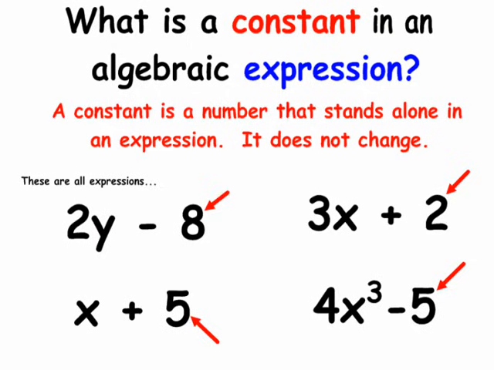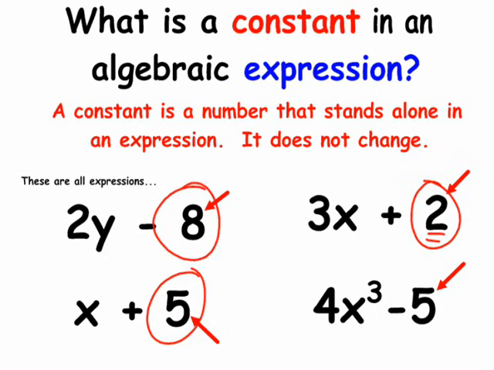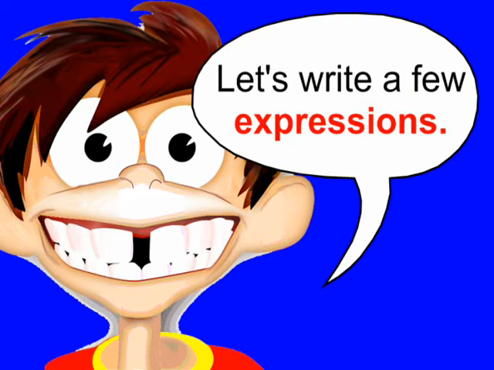So what is a constant? Well, a constant in an algebraic expression is a number that stands alone and its value doesn't change. For example, I'm going to do this one first over here. Here is your constant. The number 2 is not going to change. It's always going to be positive 2. Down here the constant is 5. It's always going to be positive 5. The constant here is actually negative 8, and its value is not going to change. And this is actually negative 5. The constant here would be negative 5, and its value does not change.